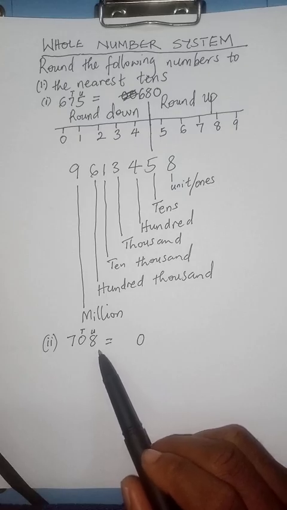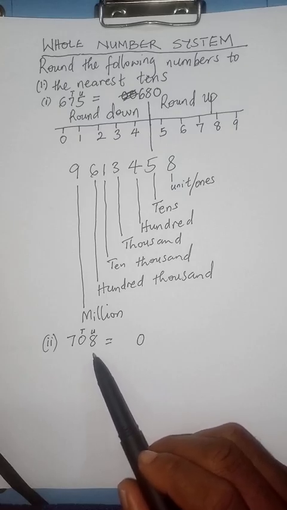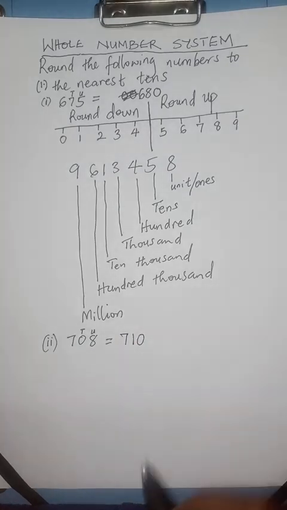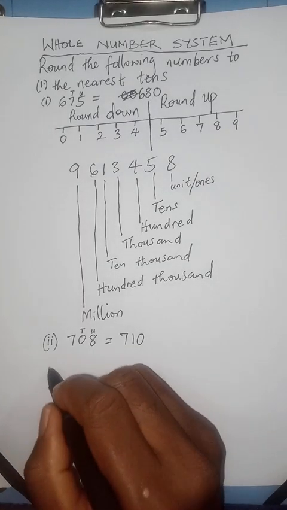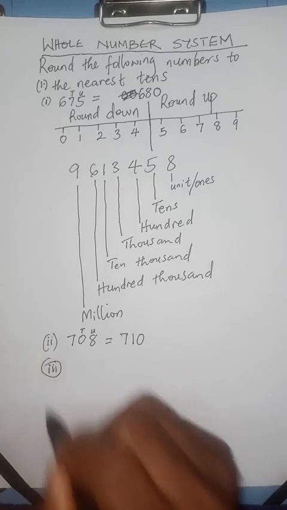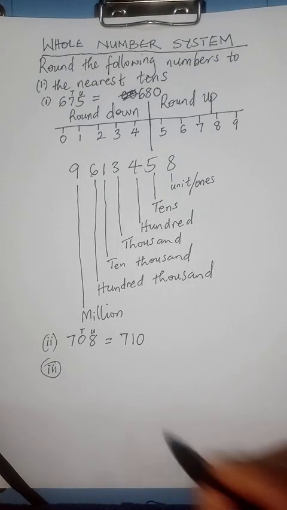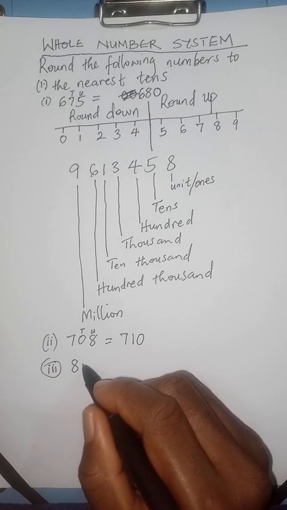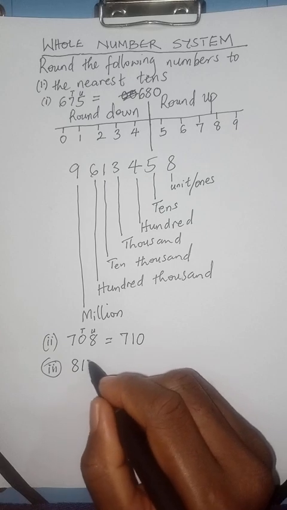And how do you round up? You add 1 to the tens. 0 plus 1. And that is 710. That is the answer to the question. Very easy. Some would say easy peasy. Let's go to Roman figure 3. I have 817.